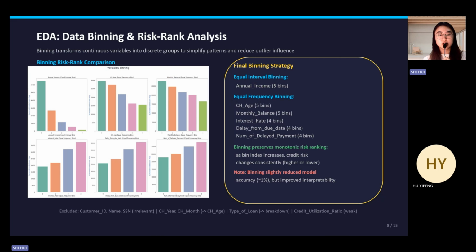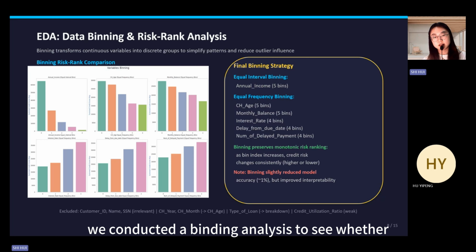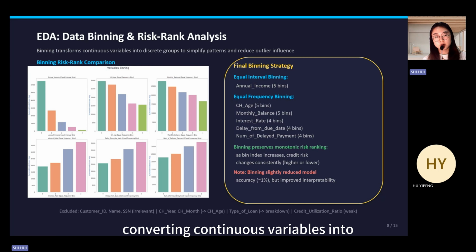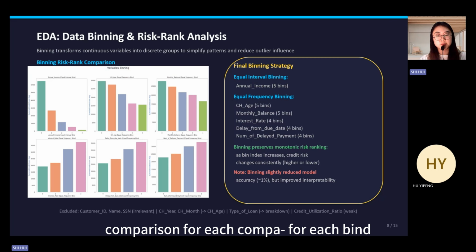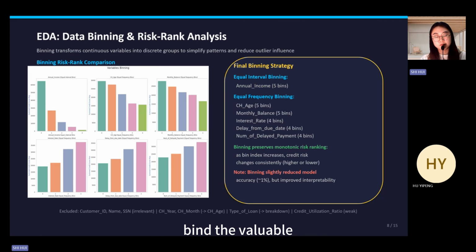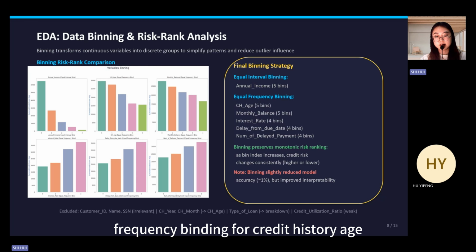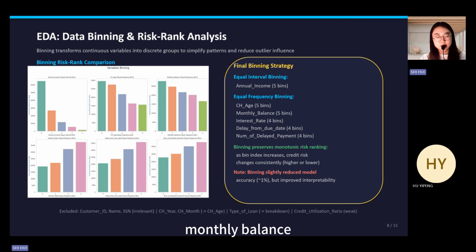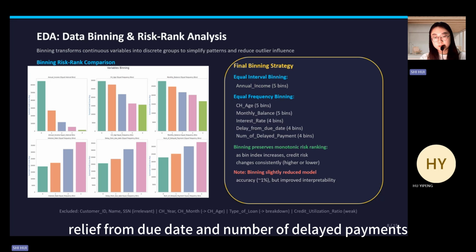Before modeling, we conducted a binning analysis to see whether converting continuous variables into discrete groups could simplify patterns. The chart shows the risk rank comparison for each binned variable. We tested both equal interval and equal frequency approaches. Our final strategy uses equal interval binning for average income with 5 bins, and equal frequency binning for credit history age, monthly balance, interest rate, delay from due date, and the number of delayed payments.